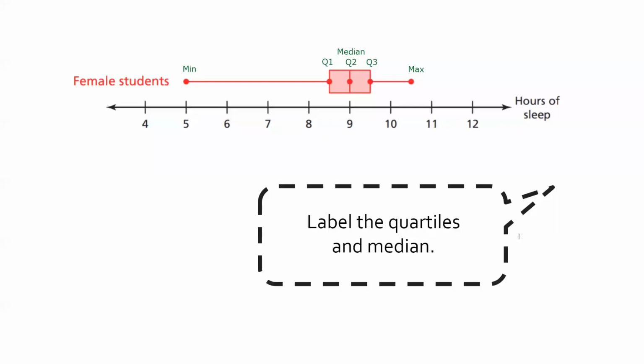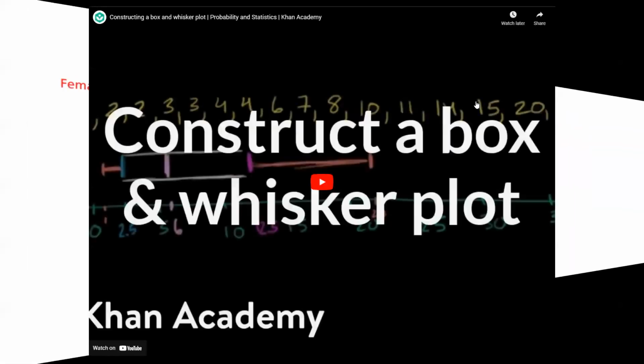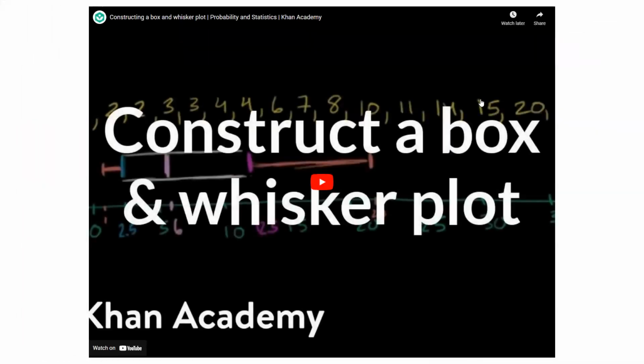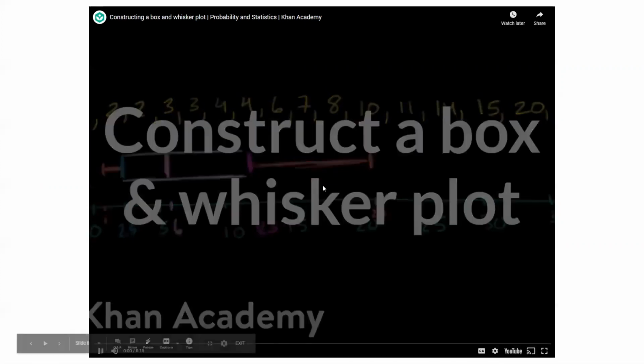Hopefully your labeling looks somewhat similar to mine. So the minimum is down here, the maximum's way up there. Q1, 2, and 3 are going to fall right there. And remember that median and Q2 are the same thing, so they are synonyms. I have one more video over constructing a box and whisker plot for you to watch now.